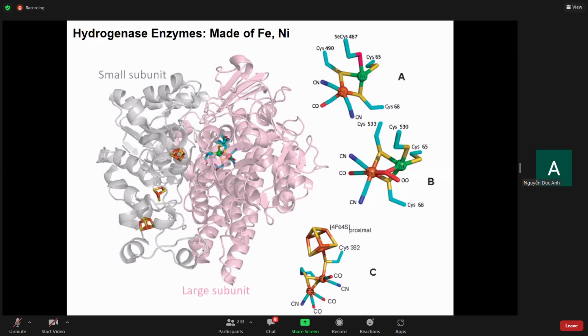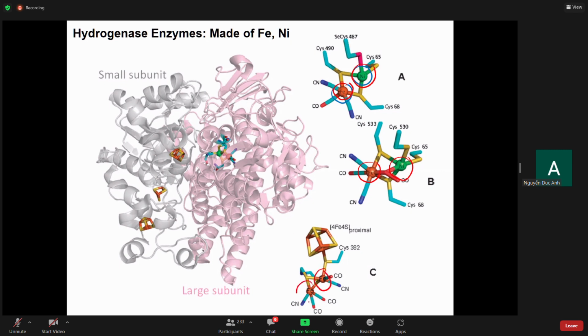Many enzymes have bimetal centers like this, iron and nickel at the same time. Iron and nickel. This is only an example of the hydrogenase enzyme.